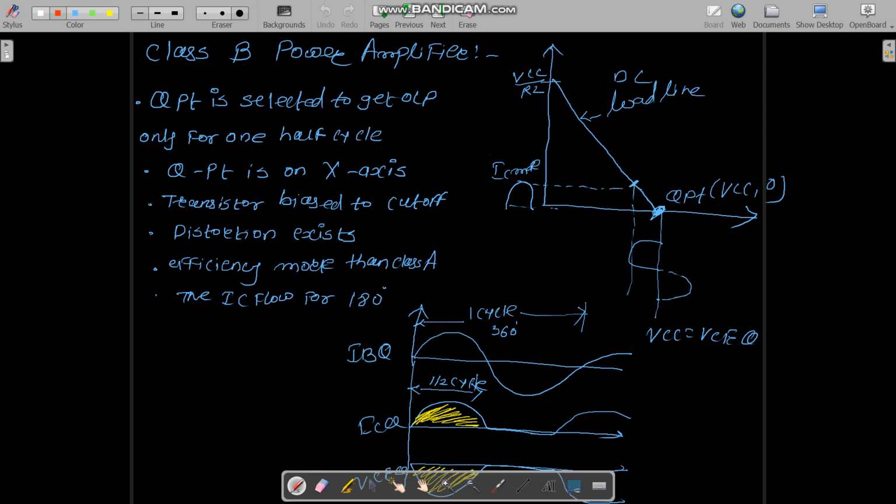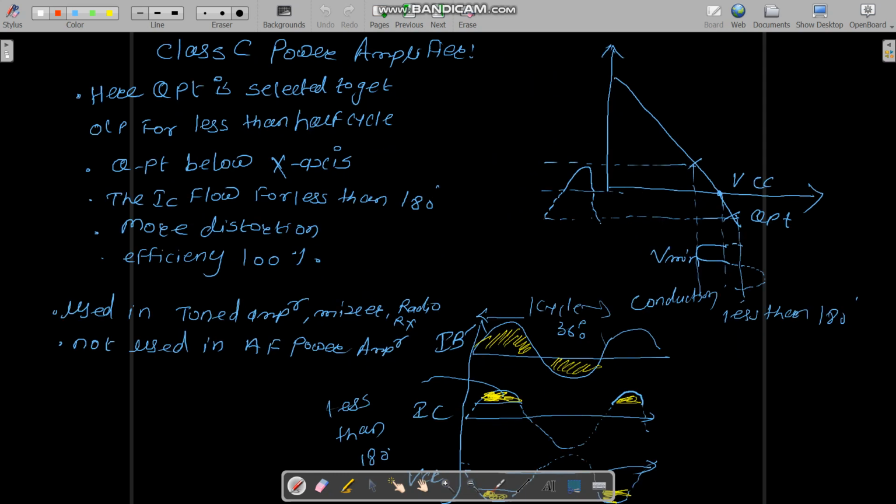So now let's see the next one, that is class C power amplifier. Now we can see here the operating point is selected not for the full cycle, neither for 180 degree, but it should be less than 180 degree. That means you can see here I have selected my operating point below the x-axis. This is my x-axis, this is my y-axis.